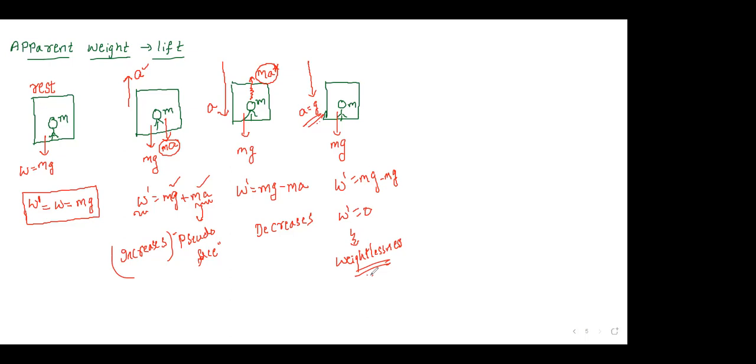Got it, students? So these are the common forces that we will talk about in mechanics. Okay. Let us take up the second part of the chapter, that is friction.